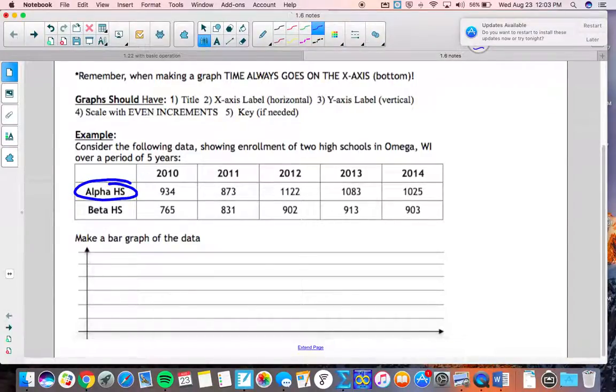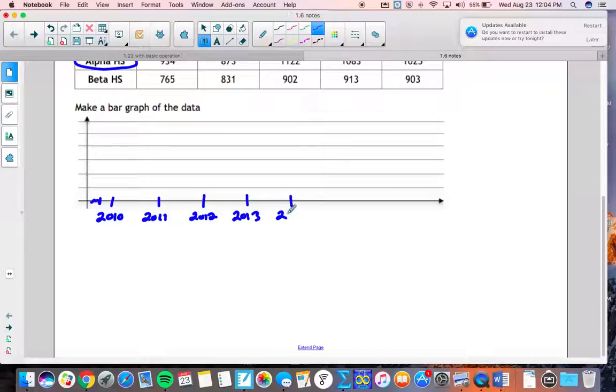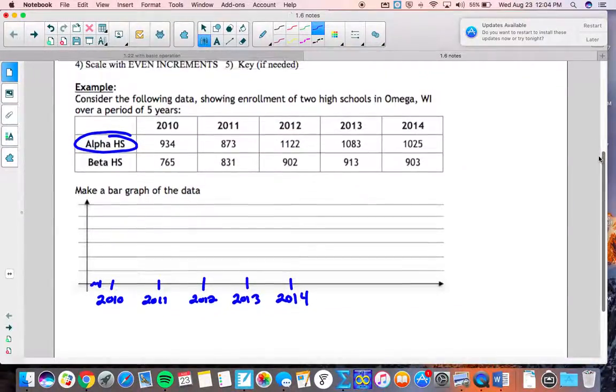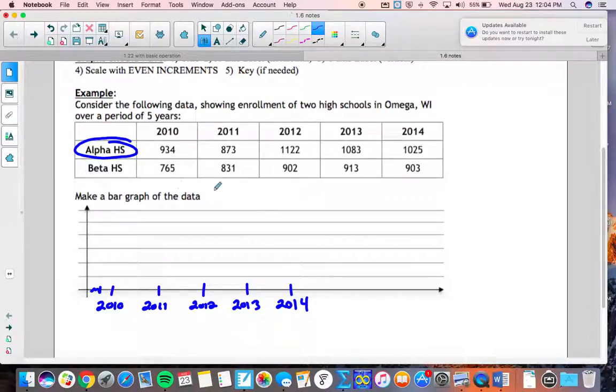By the way, before I do my scaling, on the x-axis here I would put 2010. It's going to be a bit of a break in the action. We don't know when this high school started, but we're starting in 2010, 2011, 2012, 2013, 2014. I suppose I could have spread that out more. So we're making a bar graph.